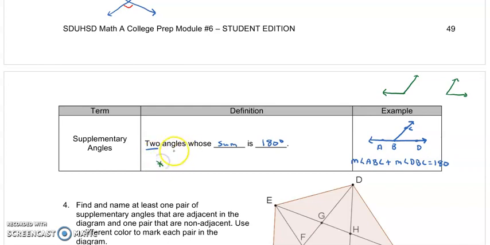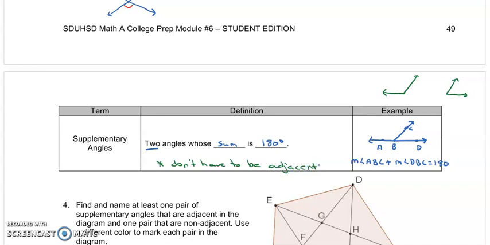So I'm going to add a little note here that says they don't have to be adjacent. They don't have to be right next to each other.